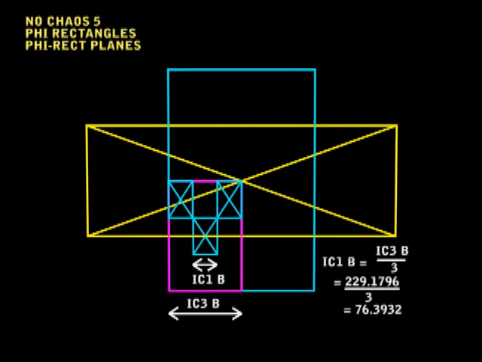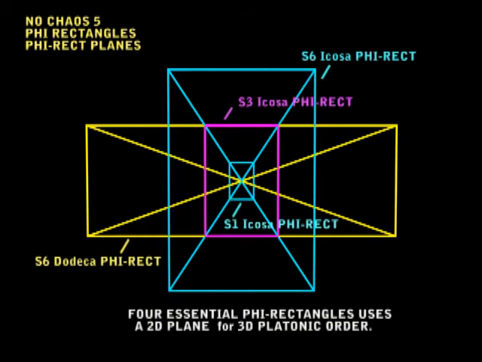Okay, that gives us the length of the 3 types of icosas and also gives the length of the size 6 dodeca edge. So we've done the 4 basic phi rectangles, and that's what's given us 3D Platonic order.